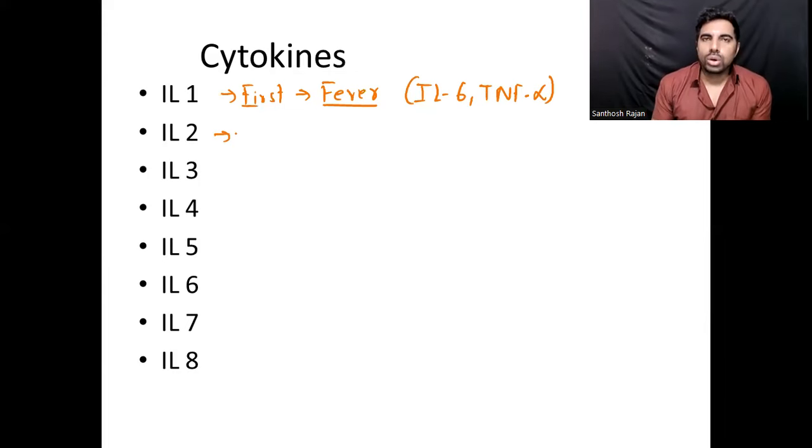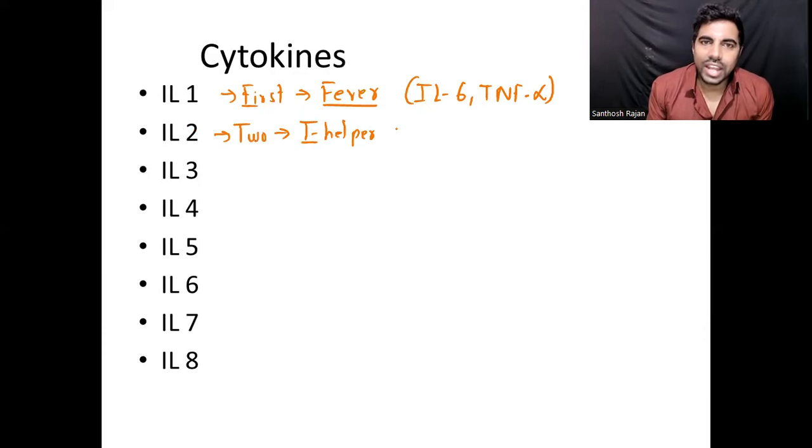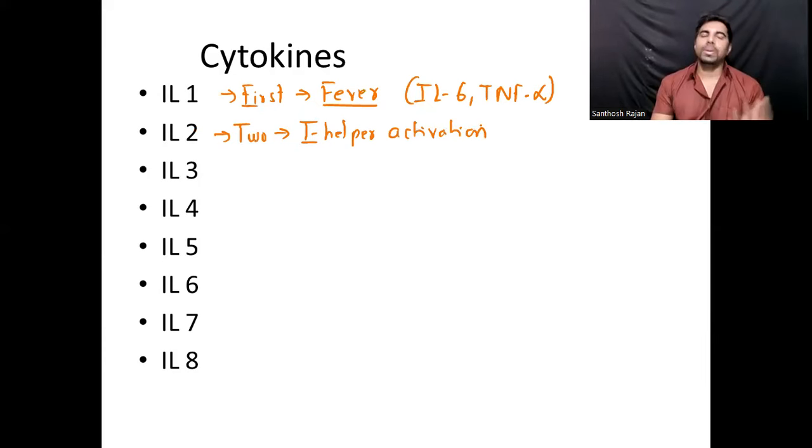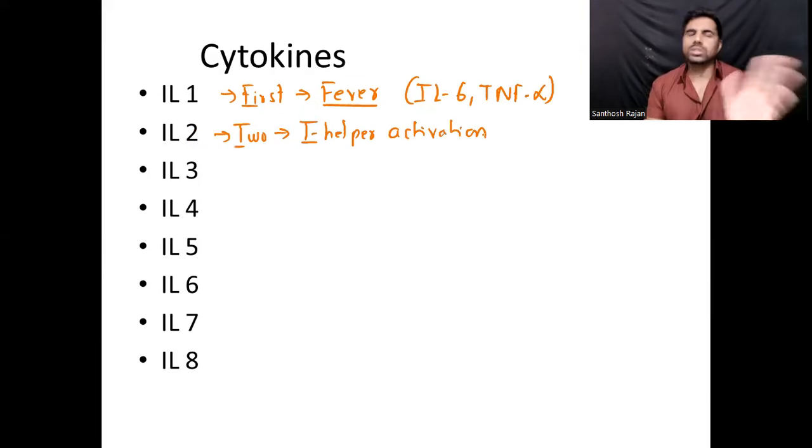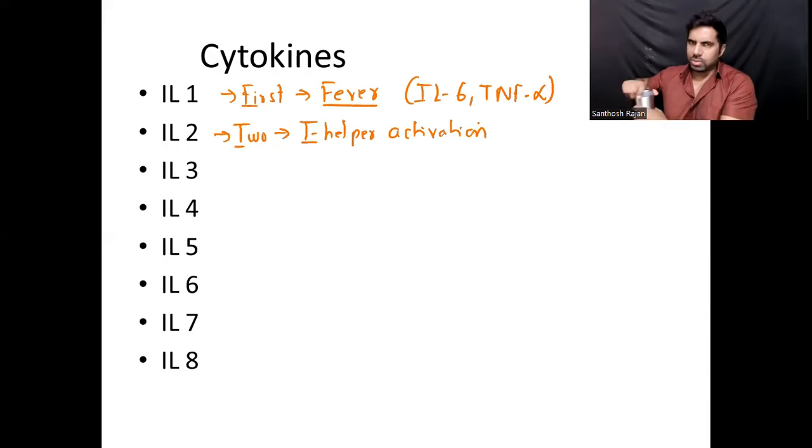How to remember interleukin 2? T for T. I would say T helper. Interleukin 2 helps in T helper activation. T for T helper activation. This is also called T cell activator. There are so many names for this, but please remember, T cell activator. That's it, this is important.